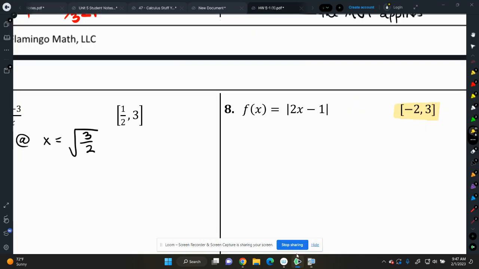So can you tell if something is differentiable or not without looking at a calculator? In this case, I could.